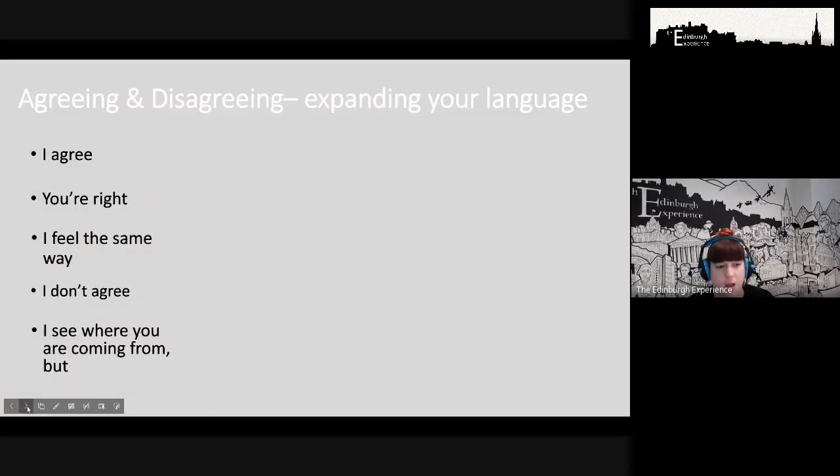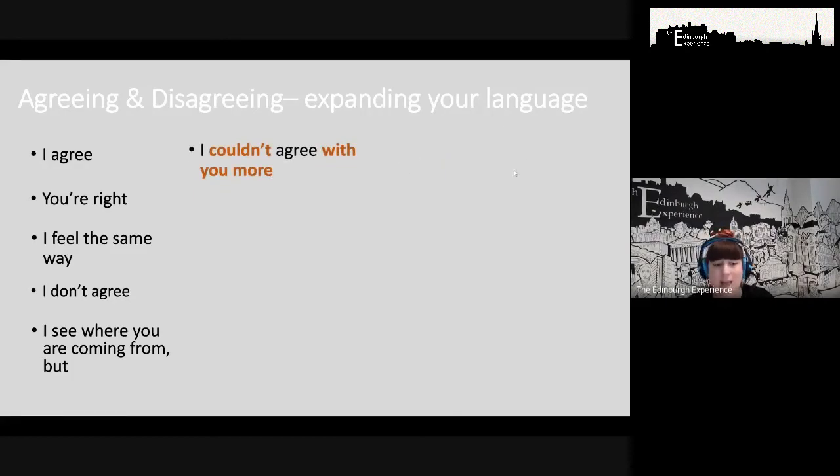Okay, right, let's do the same with agreeing and disagreeing. So here's some really common ways to agree and disagree. Could you think of a word that you could add into those to just make them a little bit more interesting? We actually saw some examples already with I agree and I don't agree. Good. So with I agree, a really nice one is I couldn't agree with you more.